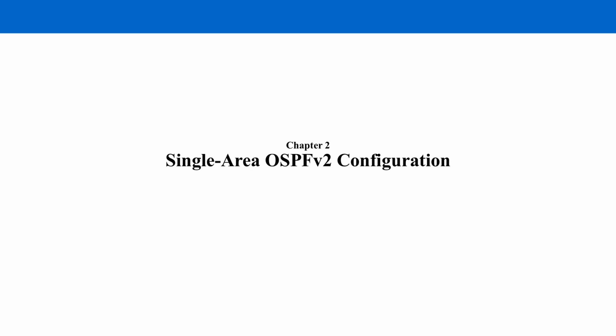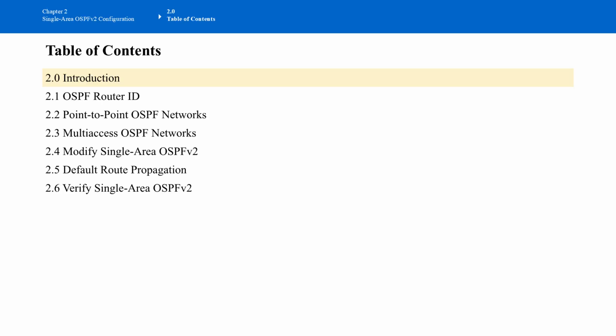Chapter 2, Single Area OSPFv2 Configuration. There are 6 sessions in this chapter. 2.1, the OSPF Router ID. 2.2, point-to-point OSPF networks. 2.3, multi-access OSPF networks. 2.4, modify single area OSPFv2. 2.5, default route propagation. 2.6, verify single area OSPFv2.